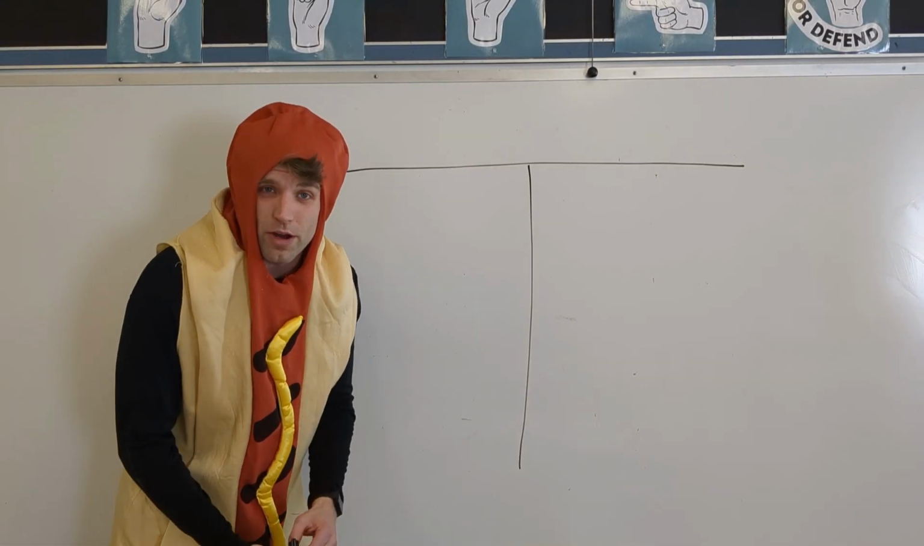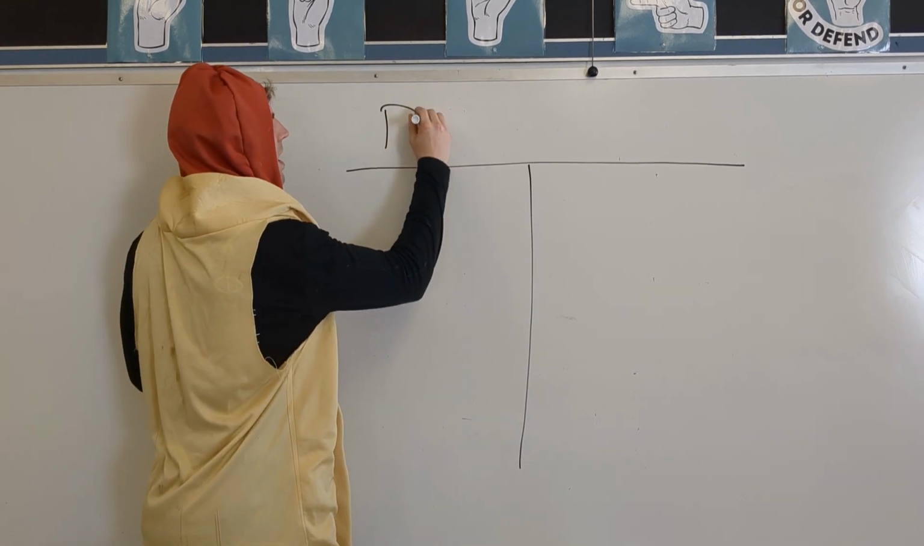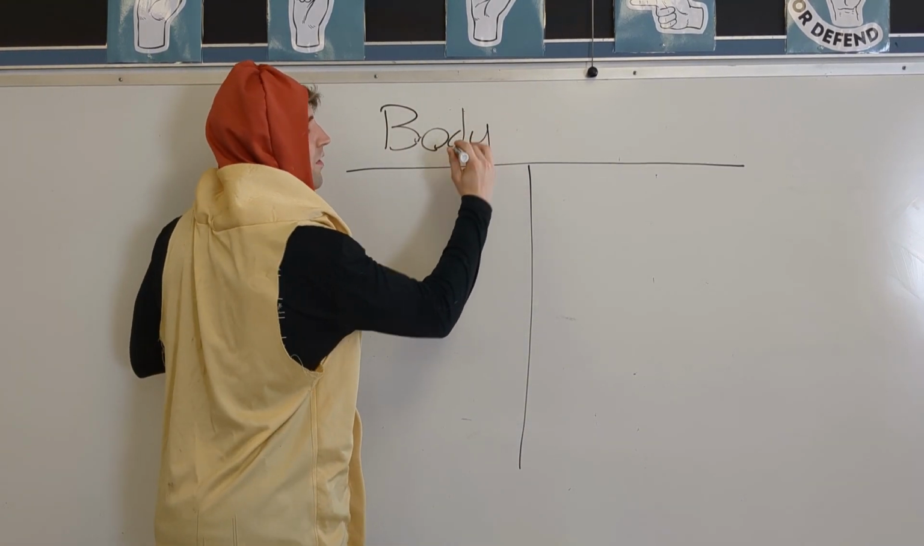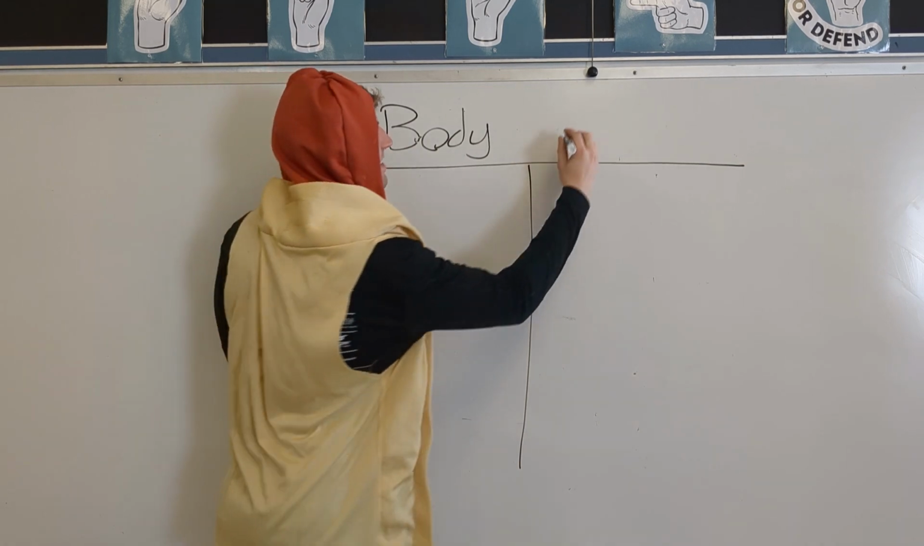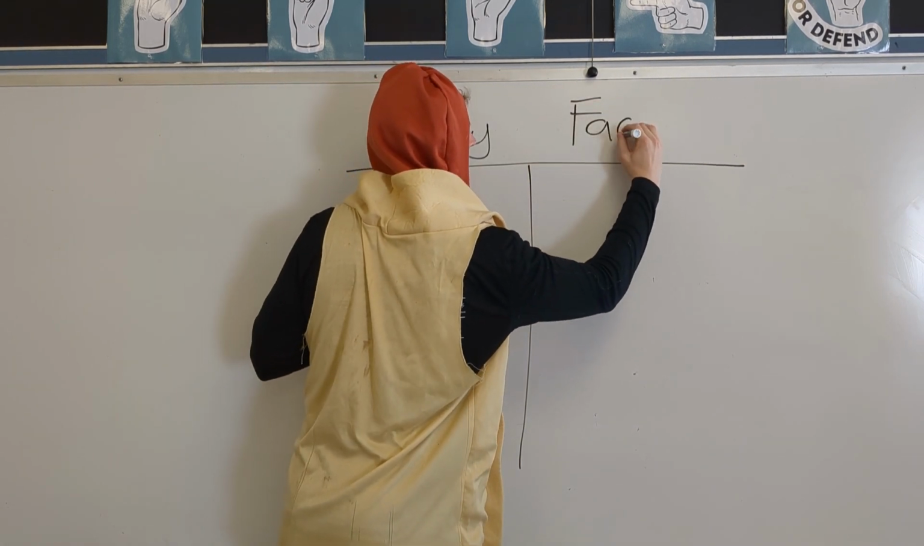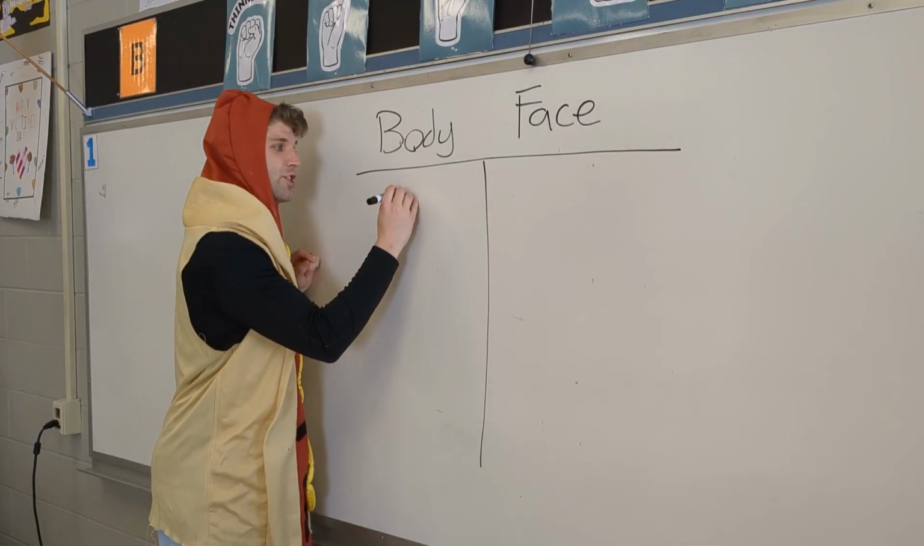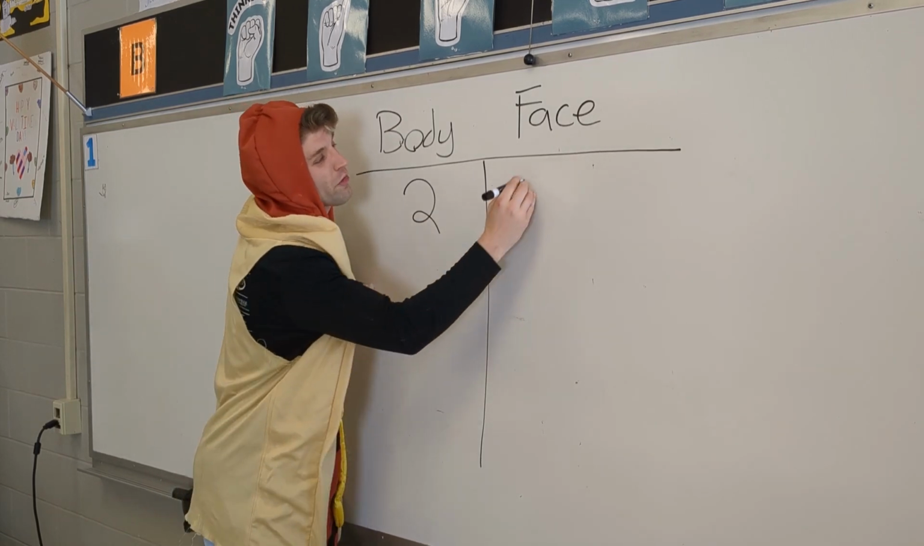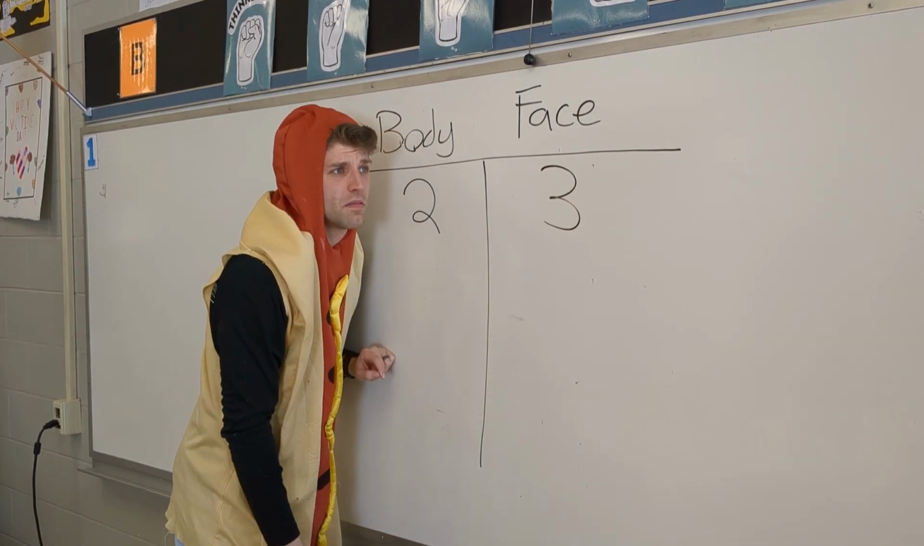Now we have a ratio, at least we know how many times I got hit in the body versus how many times I got hit in the face. That means 2 shots to the body for every 3 shots to the face.